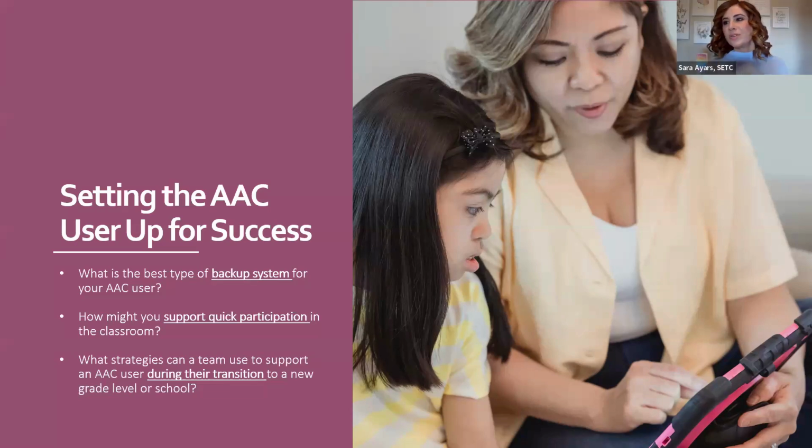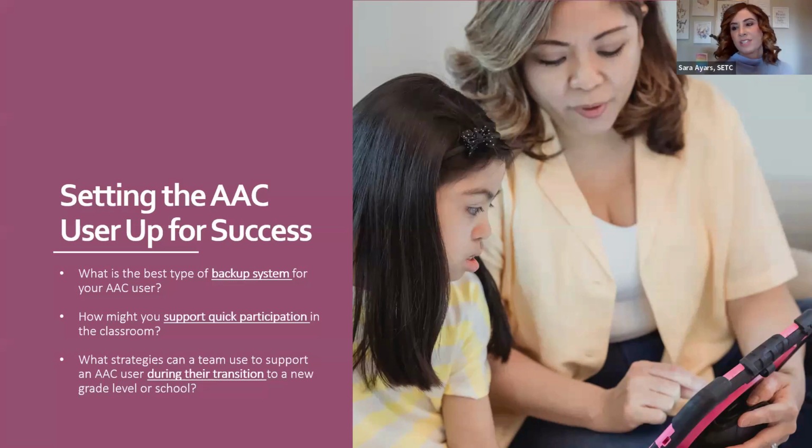Great. So we've talked a lot about setting up the environment, training the teacher, how do we provide AAC for everyone, offer visual supports, all of these things. But let's say we have an AAC user in a classroom. How do we set them up for success in an inclusive classroom? So here are some questions for all of us to think about together.